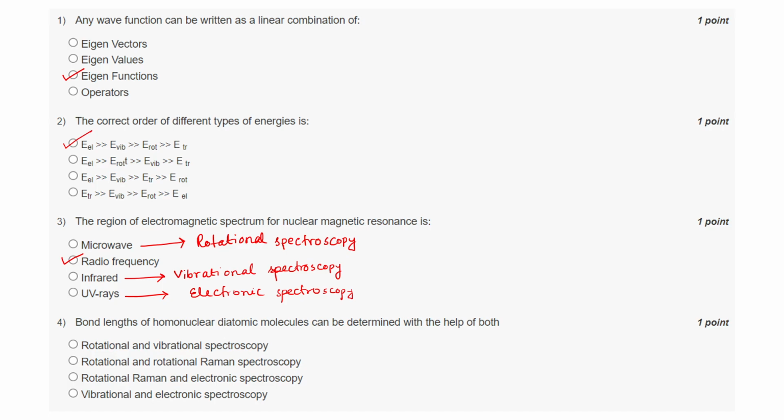But whenever we are discussing a homonuclear diatomic, the dipole moment is zero. And whenever the dipole moment is zero, we can't really work with rotational spectroscopy, but we can do rotational Raman. So the answer is going to be rotational Raman and electronic spectroscopy. So the third option is correct, not the others.